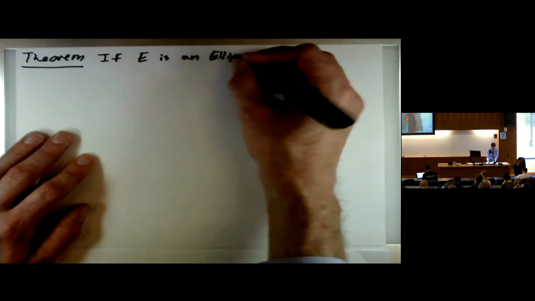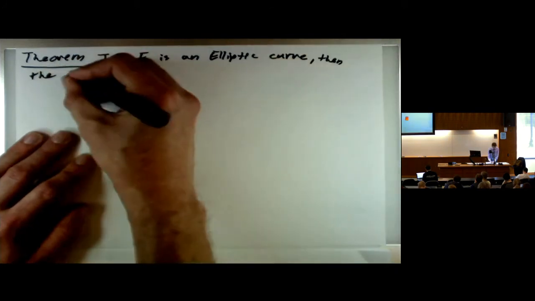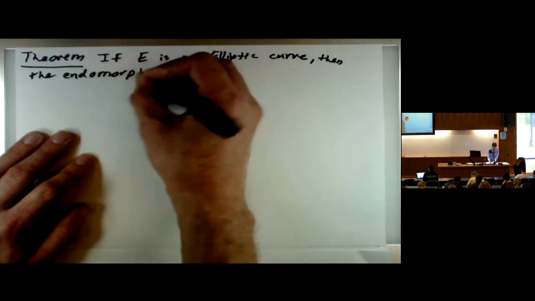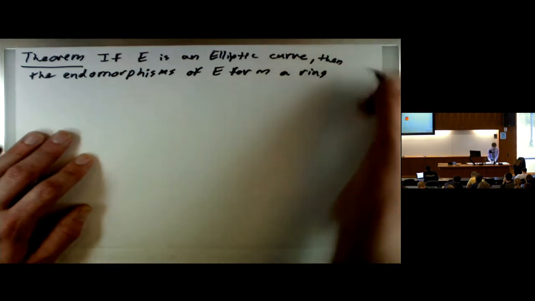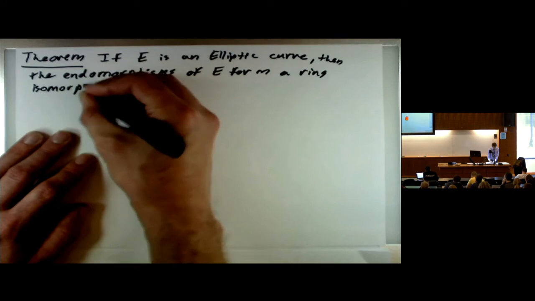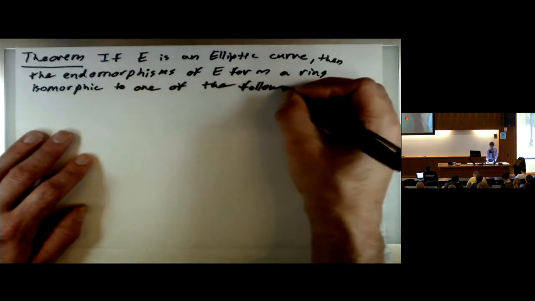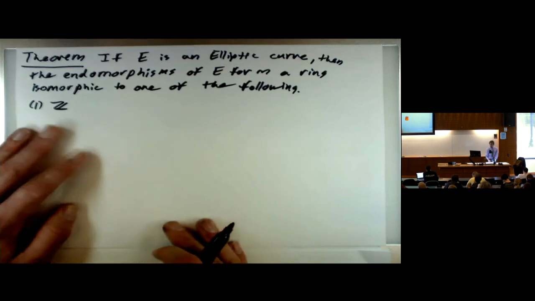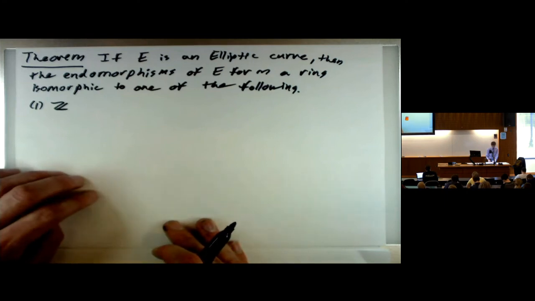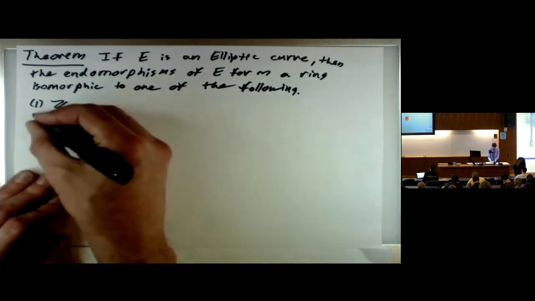If E is an elliptic curve, then the endomorphisms of E form a ring isomorphic to one of the following. Z, hopefully there's no surprise there. We have all the integers available to us as endomorphisms, so that's an option. We could have only those. And that does happen with elliptic curves over the rationals, say.